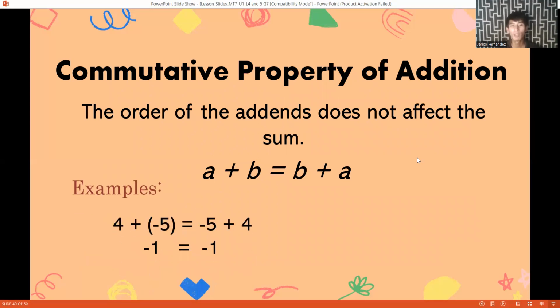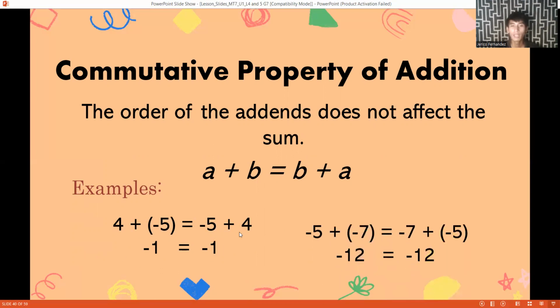We have 4 plus negative 5 ay katulad lang din or equal to negative 5 plus 4. You can see that yung addends natin ay nagkabaliktad. So solving this, we have negative 1 and solving this, we also have negative 1. Meaning, hindi nag-iba yung sum although we change the position or the order of our addends.